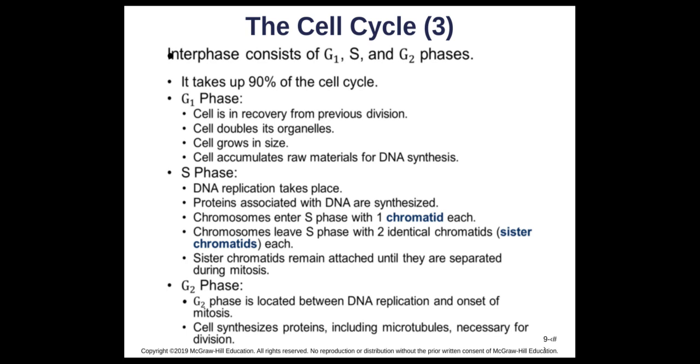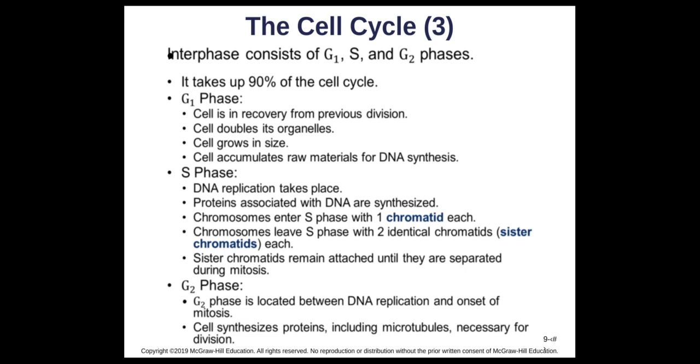Also in G1, cells are doubling their organelles. So they're making copies of their organelles, and the cell is getting bigger. The cell is also building the building blocks, or accumulating the materials that it needs to make more DNA, or synthesize a copy of its DNA.